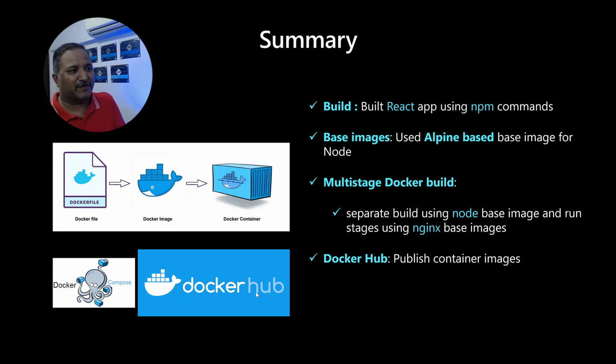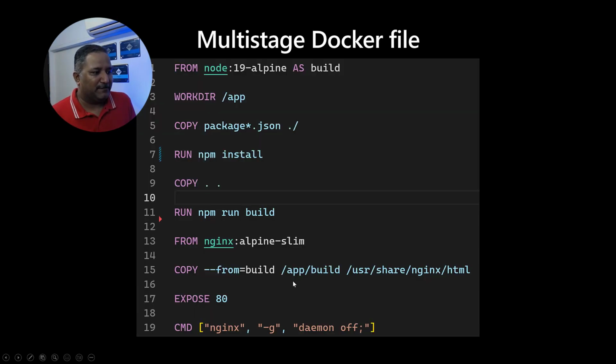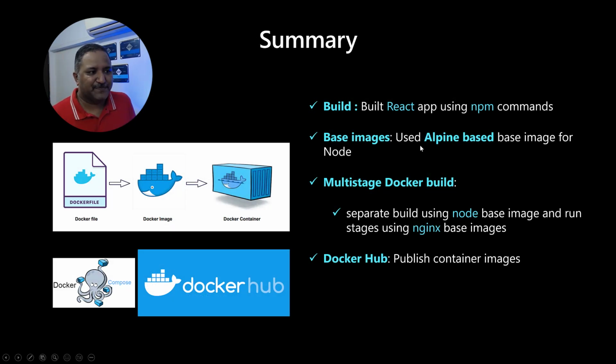So in summary, we built a React application using the npm commands, npm build and npm run, and we also used different base images. We used Alpine based images to have a very small size. They gave us a very minimum set of Unix utilities, which makes the size of the base image very small. And we also used a node image as the base image. In the multi-stage Docker build, we separated the build, using the node base image for building, and for the running stage we used Nginx. And we also published this.